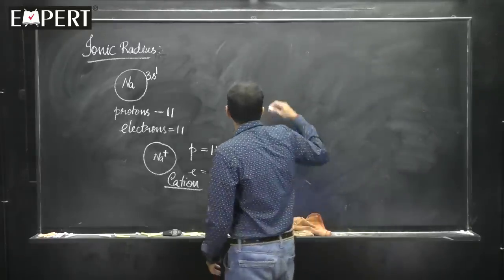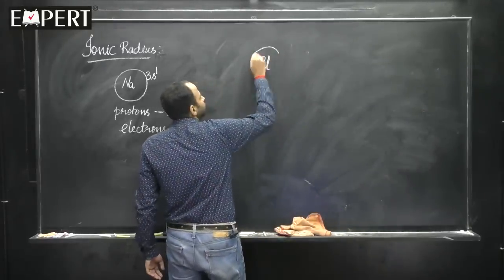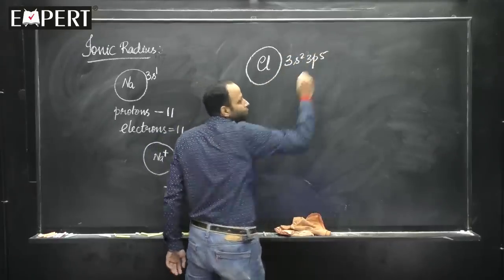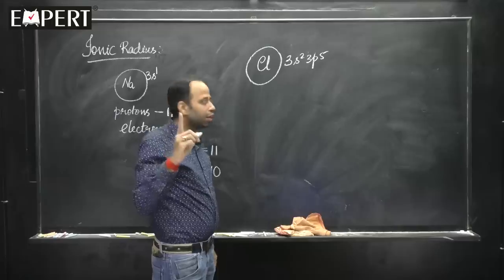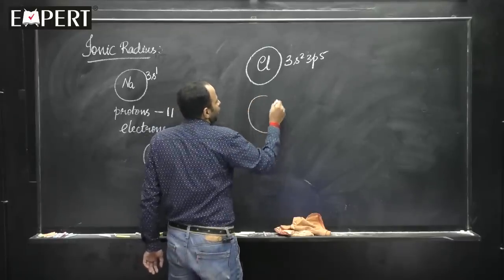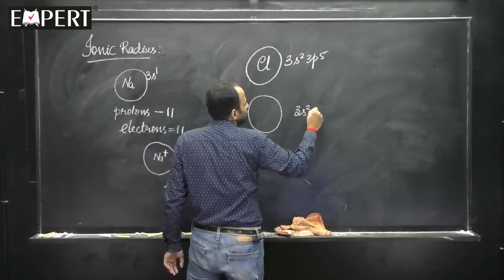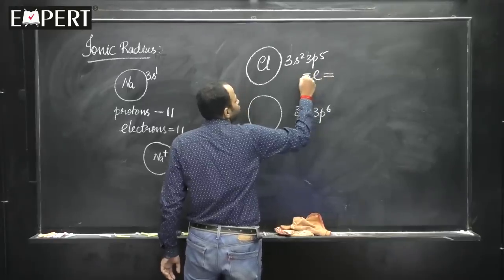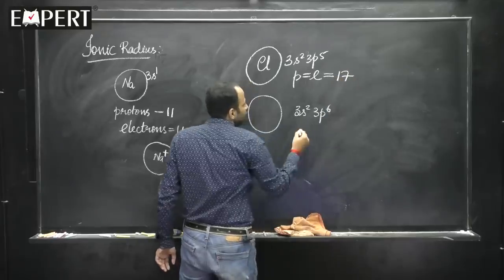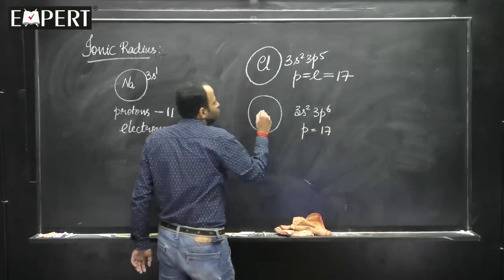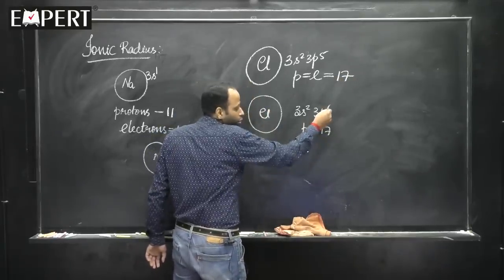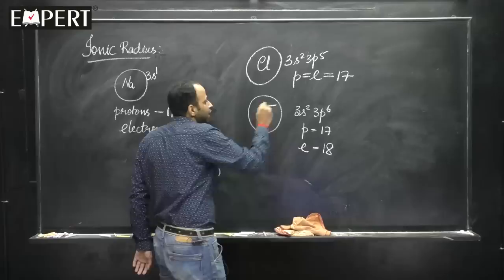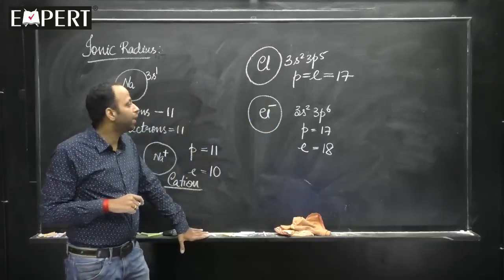Okay. Now, if I take chlorine, what will I get? I will get 3s2, 3p5. I can add one electron. If I add one electron, I will get 3s2, 3p6. Here the number of electrons and protons is equal to 17. Here protons are 17, protons will not change. Electrons, one more I have added, will be 18. So, what will I write here? I will write it as Cl minus.